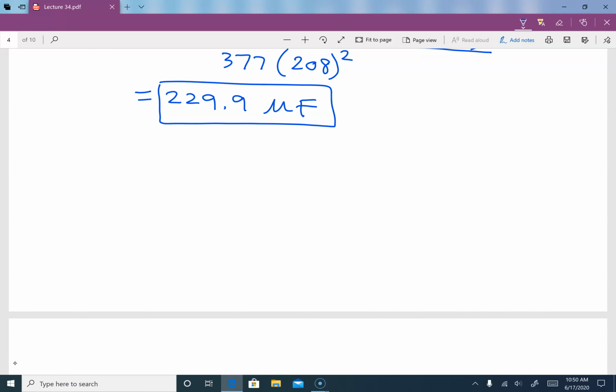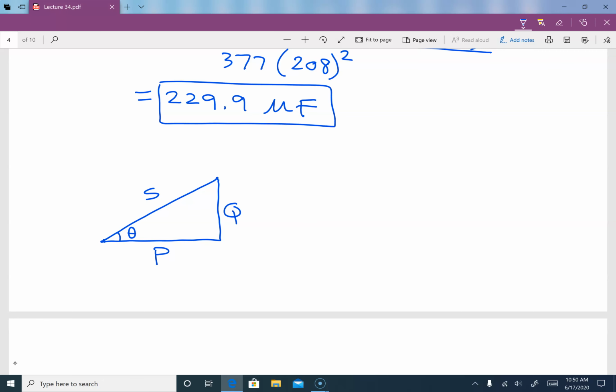Why is power factor correction important? Look at this. When I have this triangle here, I have this P, I have this Q, and I have this S, and of course that is our angle theta.